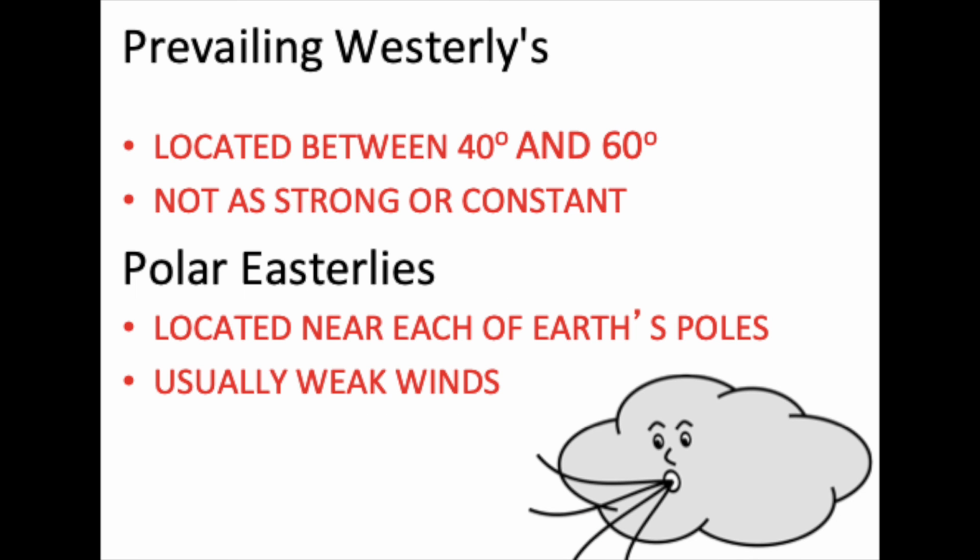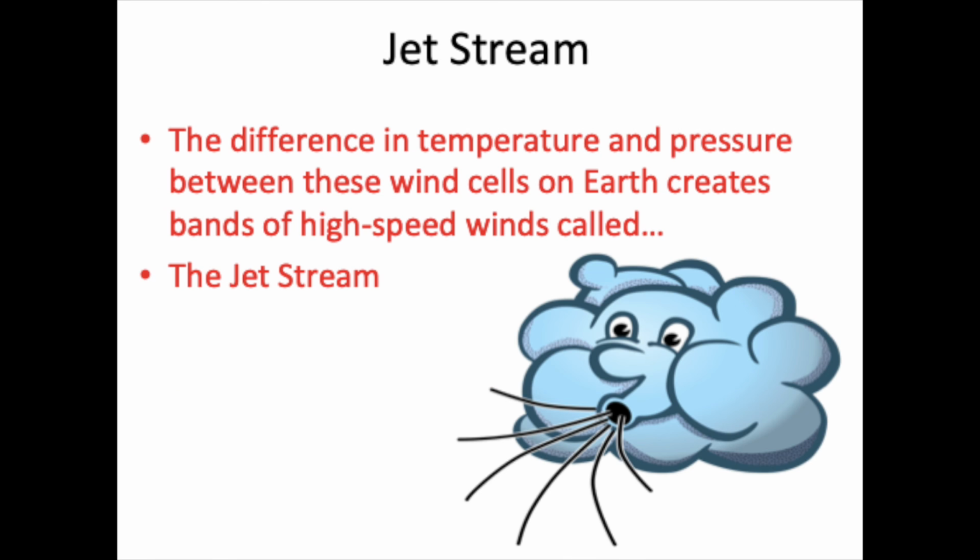We also have the prevailing westerlies, located between 40 degrees and 60 degrees. Not as strong or constant. And we have the polar easterlies, located near each of the Earth's poles. They're usually weaker winds. And the last thing we're going to talk about today is the jet stream.